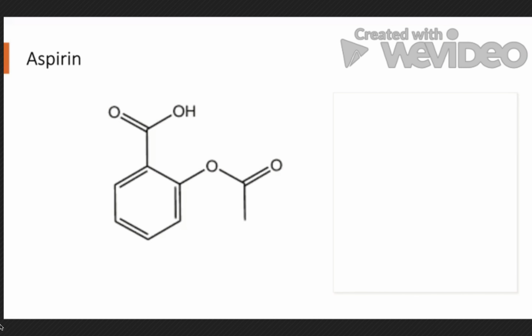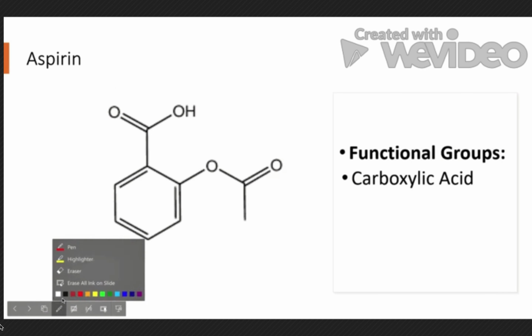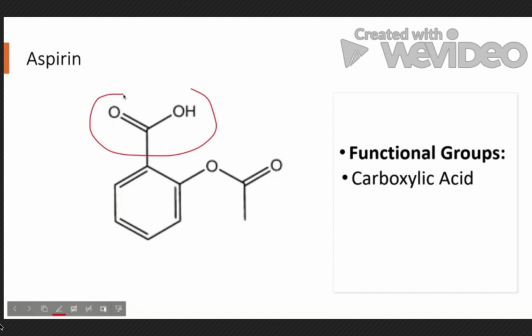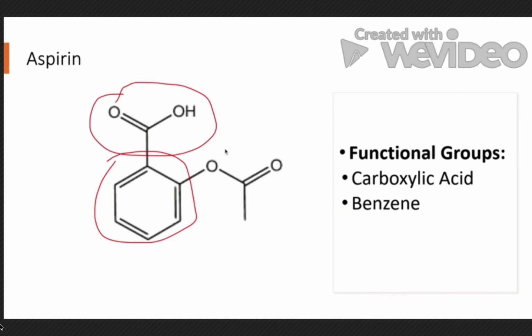As we did for pyruvate, we're going to be identifying the functional groups in aspirin. As you can see to the left of my screen, this is the organic molecule for aspirin. Now, we can see that aspirin contains a carboxylic acid. It also contains a benzene ring. And finally, it contains an ester.